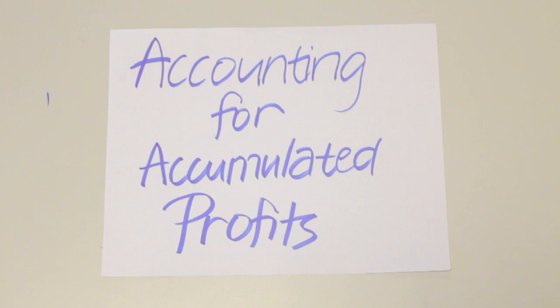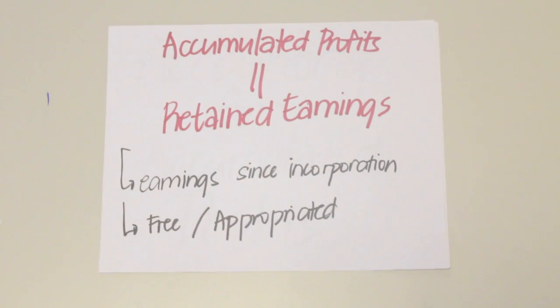So hi guys, today we're going to be discussing accounting for accumulated profits or losses or retained earnings. Accumulated profits, also known as retained earnings, represent the accumulated earnings of the corporation since the date of its incorporation. A portion of it can be free, while a portion may also be appropriated. Having an appropriation simply means that that portion is already restricted and cannot be distributed as dividends.